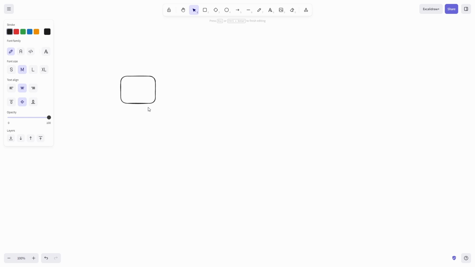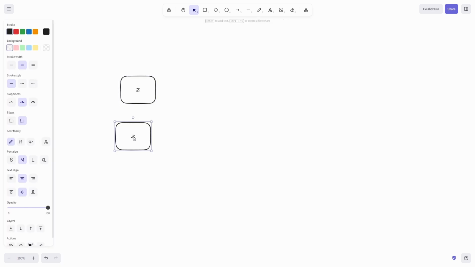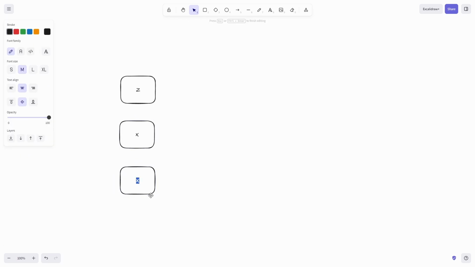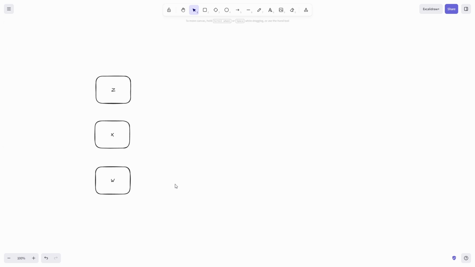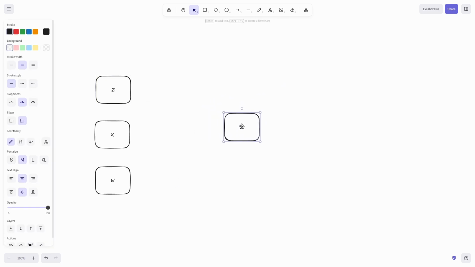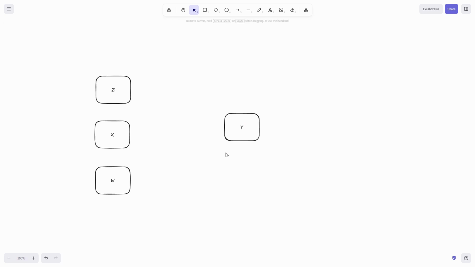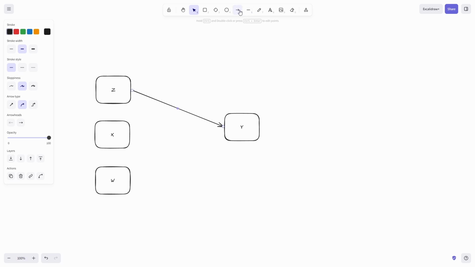Let's say that we are building some kind of architecture and we have here microservice, I don't know, Z, we have microservice, I don't know, X, and we have microservice W, something like this. And we have somewhere here a microservice Y that all of them depend on. Let's say something like this.